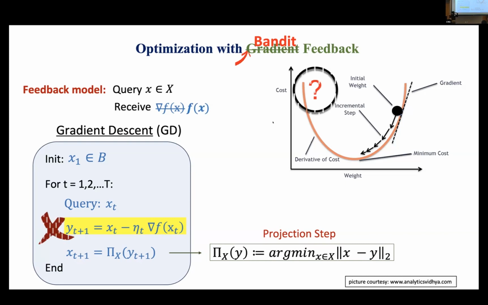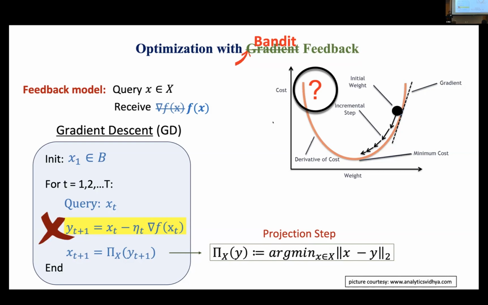How about we just have bandit information available, which means that instead of showing you the gradient of the function at that point, I'll only show you the value of the function. You play some X, I'll only show you the loss of your function at that predictor X, but I'll not show you the gradient. That's a lot more restricted feedback. You definitely cannot perform gradient descent here, because gradient descent requires the knowledge of the gradient to do any updates. So how do you do the optimization in that case? And how does the convergence rate look if you only have the function value?